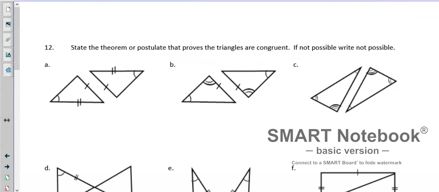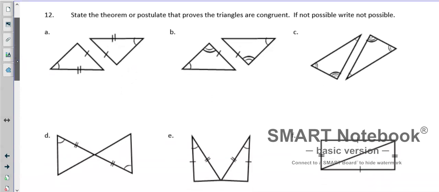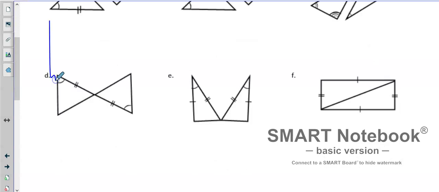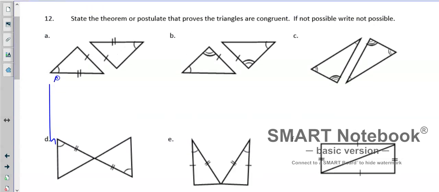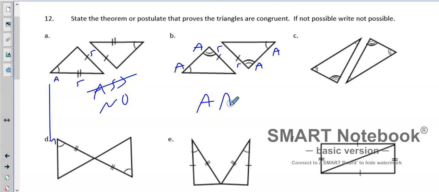All right, state whether these are possible and what proof. So here we have an angle and a side and a side, and immediately that is not a proof. ASS is not one we use, so that's no. Don't even have to look at the second one. All right, here I have an angle and a side, so that is yes, angle, side.